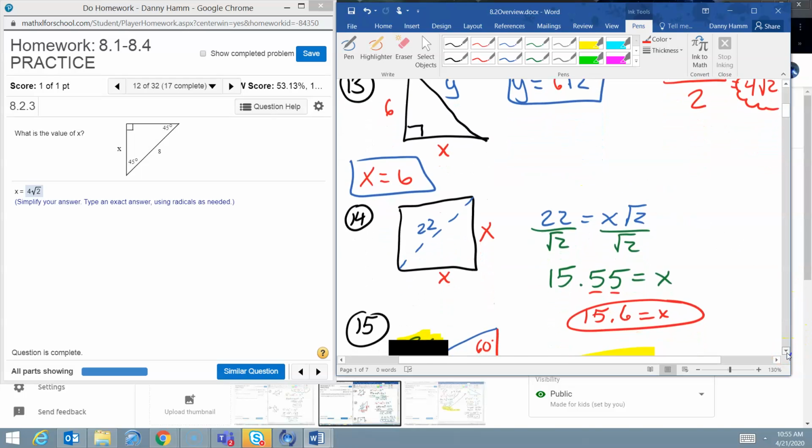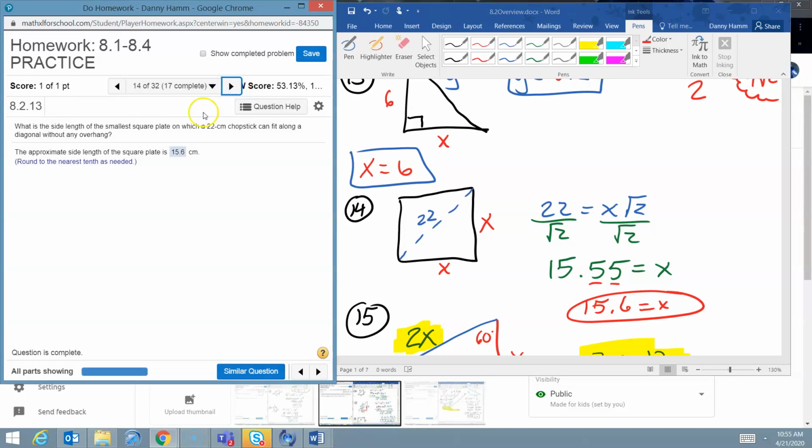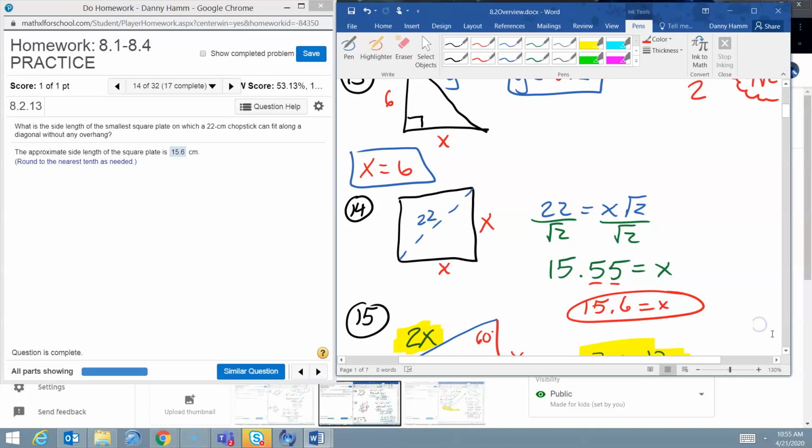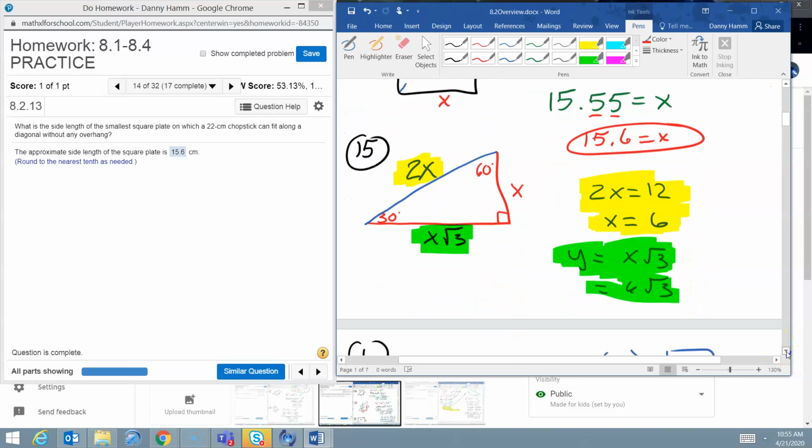Now we're looking at 14. We have a beautiful looking plate. It's of course a square, and we have some chopsticks that are 22 centimeters long. We want those to fit perfectly across the diagonal, which simply means we divide that by 2. But since it does not want an exact answer, we just put 22 divided by root 2 in our calculator to come up with 15.6. And that is the conclusion to 45, 45, 90 degrees.